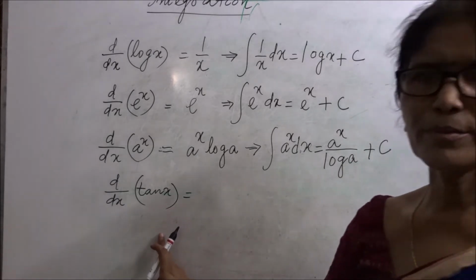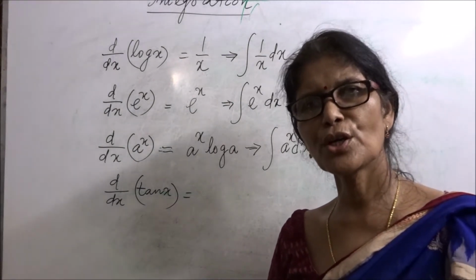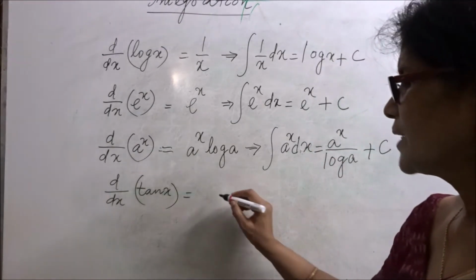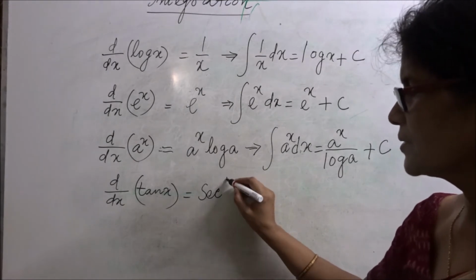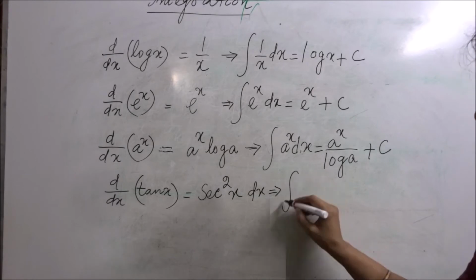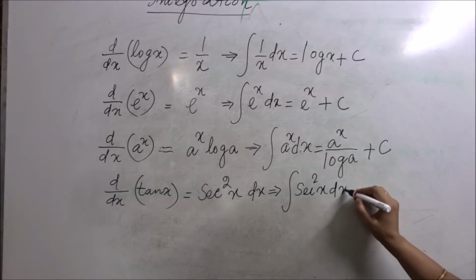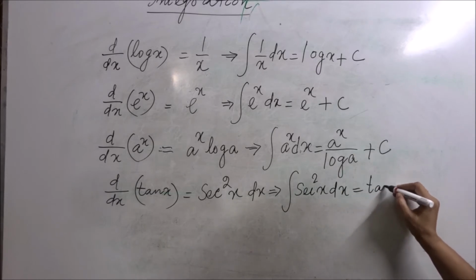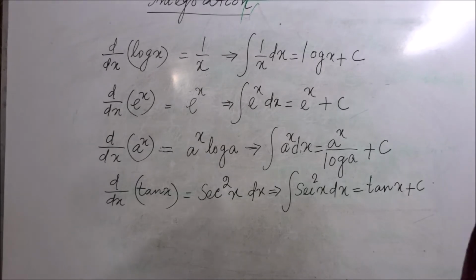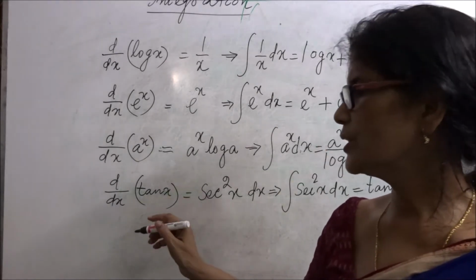Now the derivative of tan x. To do the integration, you must remember or recall all the functions' derivatives. The derivative of tan x is equal to sec square x. So this implies that the integration of sec square x dx is equal to tan x plus c. You can write in this way all the derivatives you know, and you can convert them into integrals.